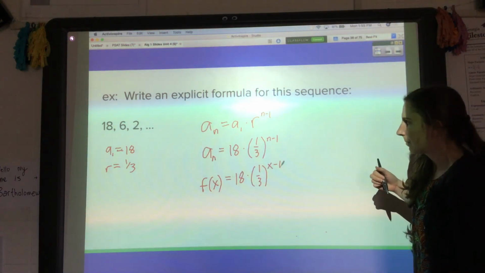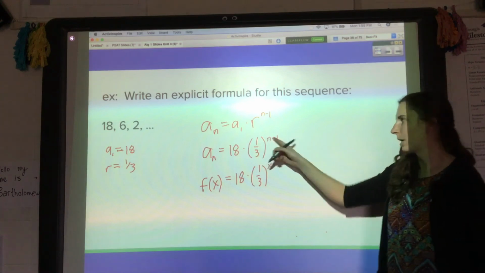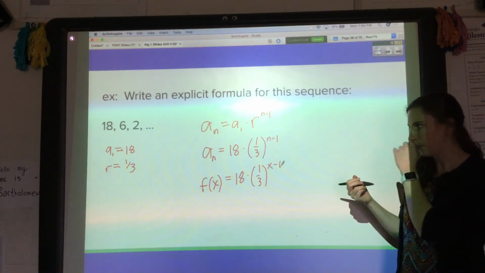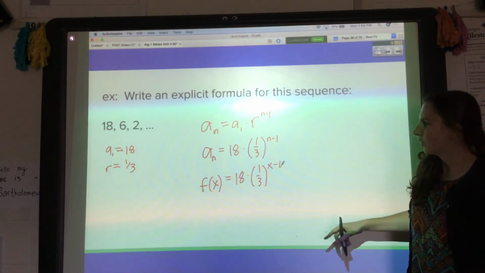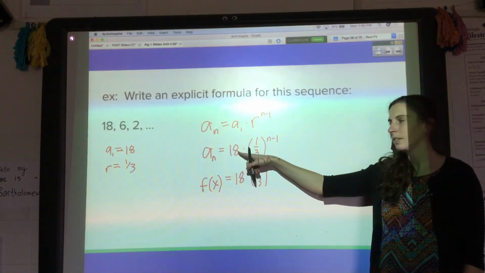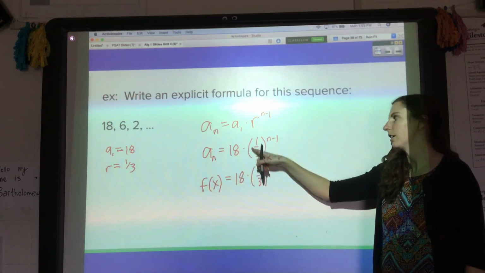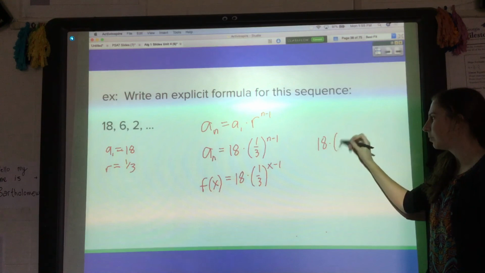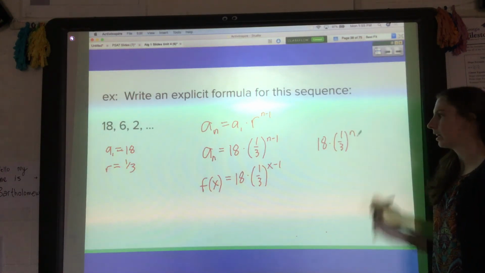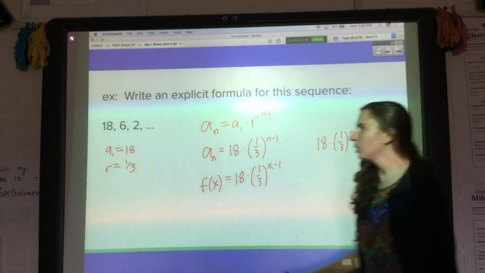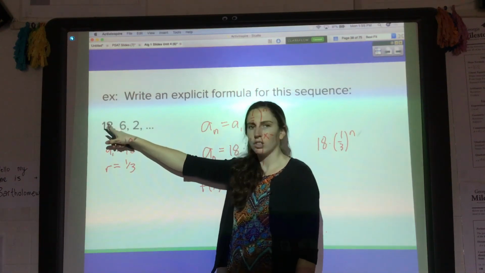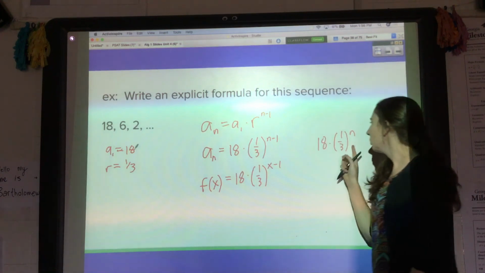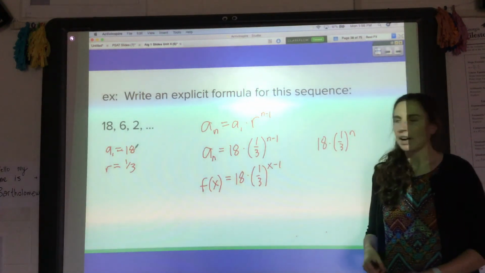Let's see. Oh, I wanted to talk about why we use n minus 1. We use n minus 1 because basically what this is doing is saying you start with 18 and then you just multiply by 1/3 and 1/3 again and 1/3 again. So it feels like it should be 18 just times 1/3 to the n power. However, you don't multiply the very first term by the 1/3. So the n minus 1 is basically dealing with that for us.